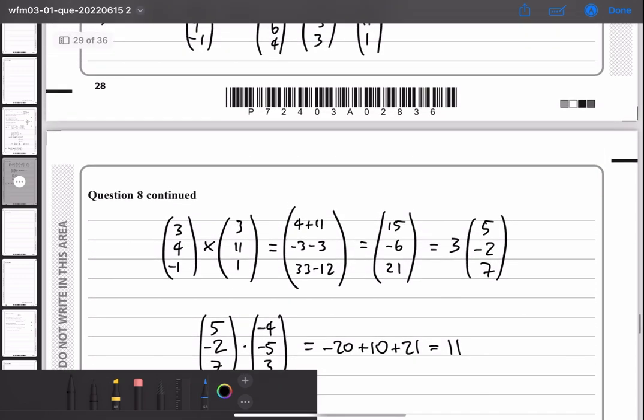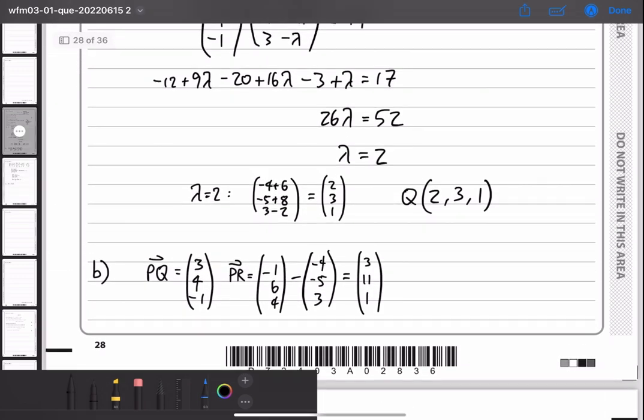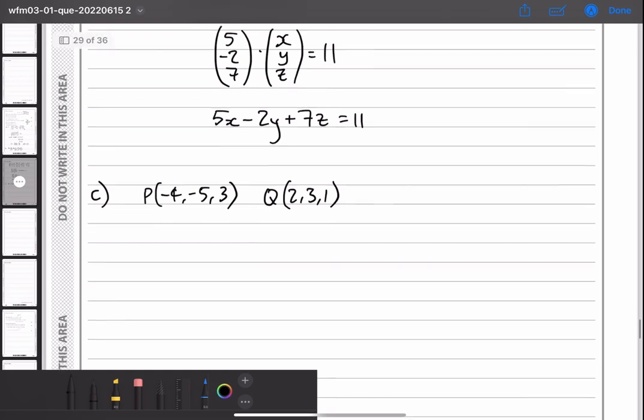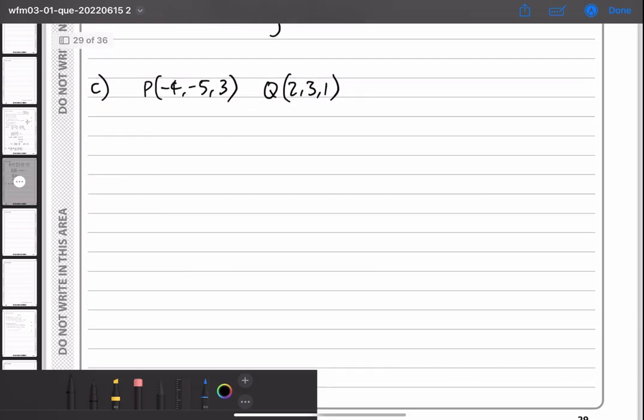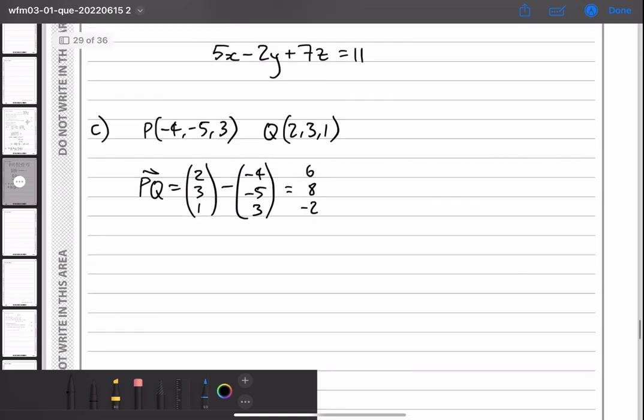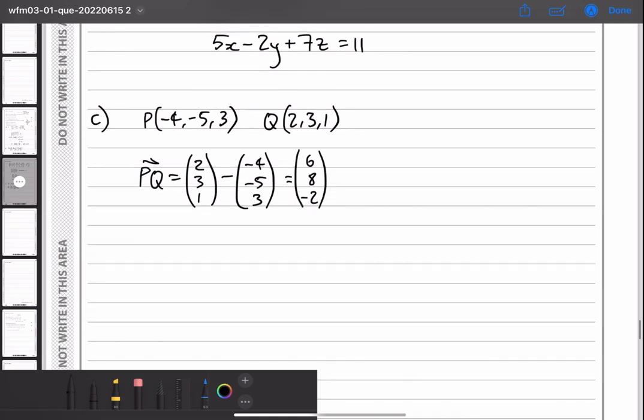And we know the coordinates of Q, assuming we've got them correct from part A, is 2, 3, 1. Now I can't use anything else if it's wrong, but I think it's okay. So to get from P to Q, we're going to want 2, 3, 1 minus -4, -5, 3, which is 6, 8, -2. That shouldn't be a surprise because that's our 3, 4, -1 with lambda equals 2. So that takes us there.